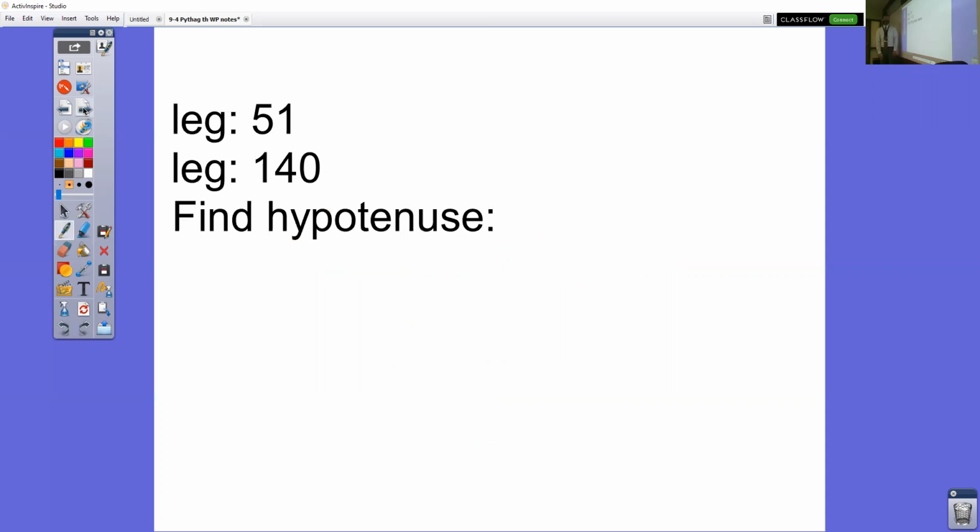So this is what a typical question looks like today. You're given a leg, you have to find the hypotenuse. If you wanted to draw a picture for this one, we would have our right triangle. It says that one leg is 51, one leg is 140. It doesn't matter which one you pick for which, but the two sides that make up the right angle, the side and the bottom, would be 51 and 140. You're looking for the hypotenuse, so that is your x.